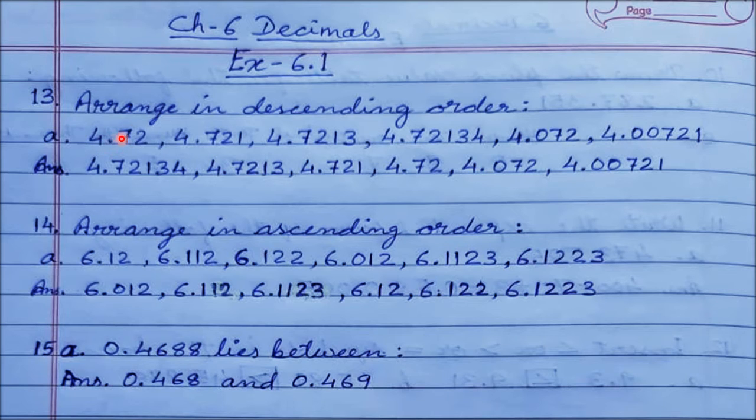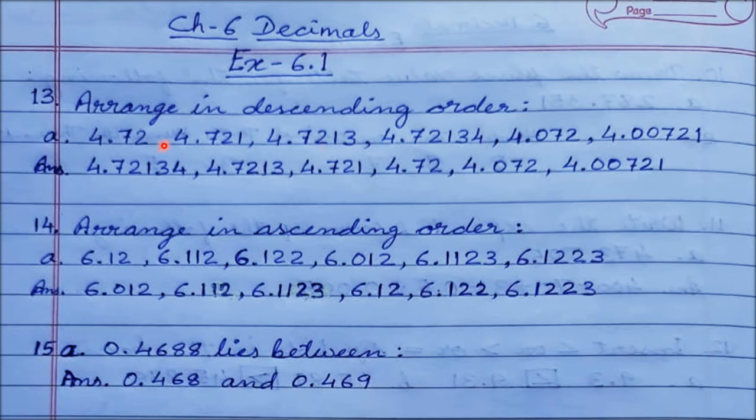The first and highest place on the decimal side is the 10th place. In the 10th place, whichever is greater, that decimal number will be bigger. So here in the 10th place you have 7, here also 7, here 7, here 7, here 0, here 0. You saw that these two are smaller because they had 0, but all these had 7/10. Now we need to compare these four, because we already know these two are smaller than all these four.